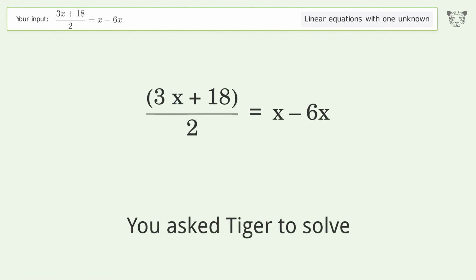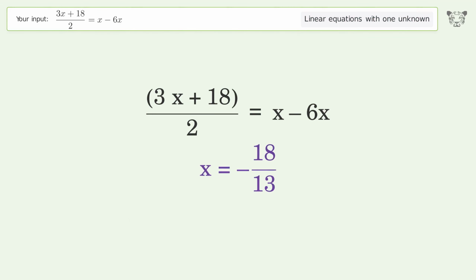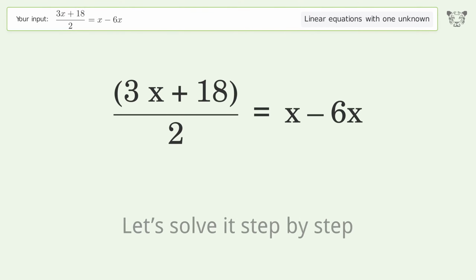You ask Tiger to solve. This deals with linear equations with one unknown. The final result is x equals -18/13. Let's solve it step by step.